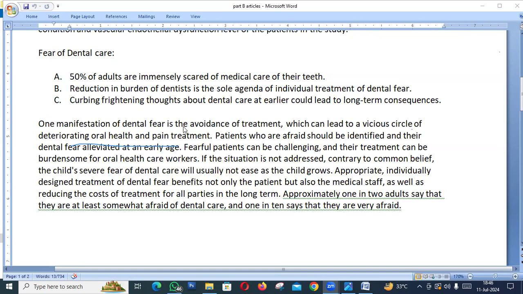They mention 1 in 2 adults, and in the next line, after the comma, 1 in 10 says they are very afraid. So why is the option wrong? I don't know the reason. 1 in 2 is 50%. Over here it's written immensely scared.